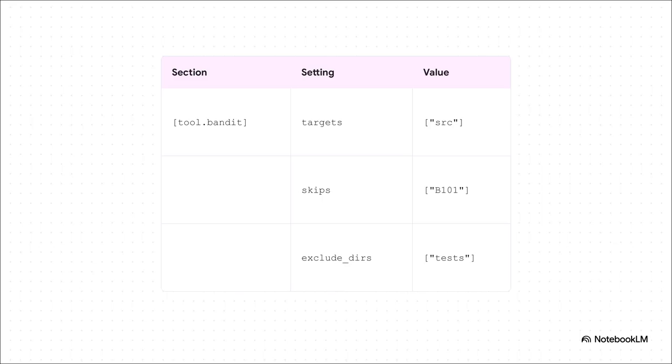And you know what? Integrating it is really straightforward. You can configure it directly inside your pyproject.toml file. So right here, all we're doing is telling Bandit, hey, scan my source directory. We're also telling it to skip a specific check we don't need, in this case, B101, and to please ignore our test folder. It's that simple. It's declarative, and it makes sure your security checks are the same for everyone, every time.